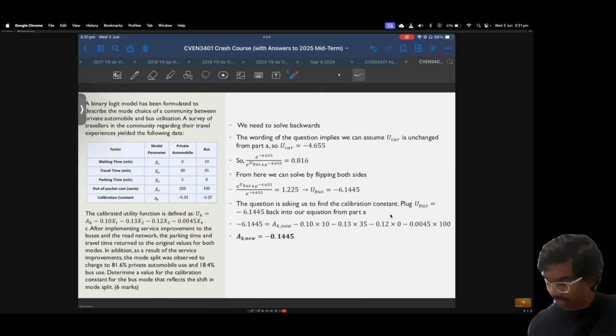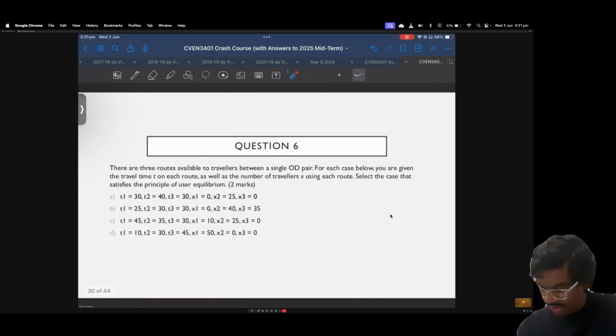All right. So now question 6. There are 3 routes available to travelers between a single origin-destination pair. For each case below, you are given the travel time t on each route, as well as the number of travelers x using each route. Select the case that satisfies the principle of user equilibrium.